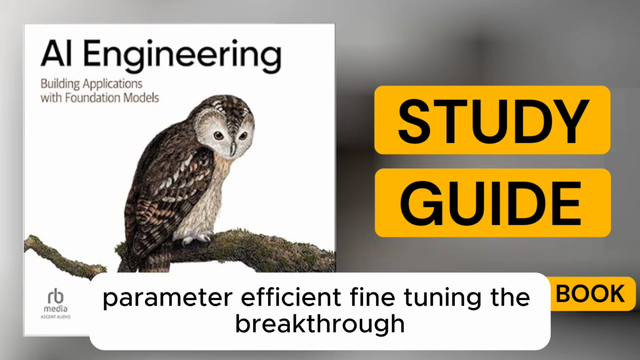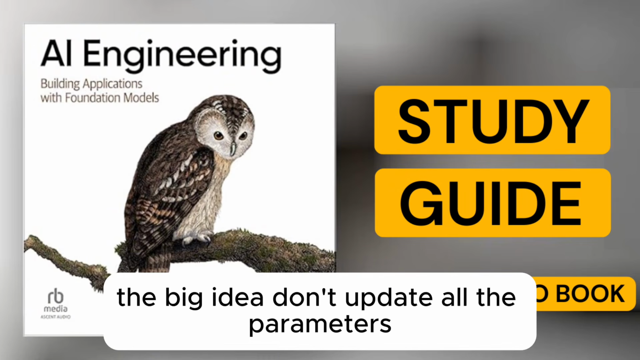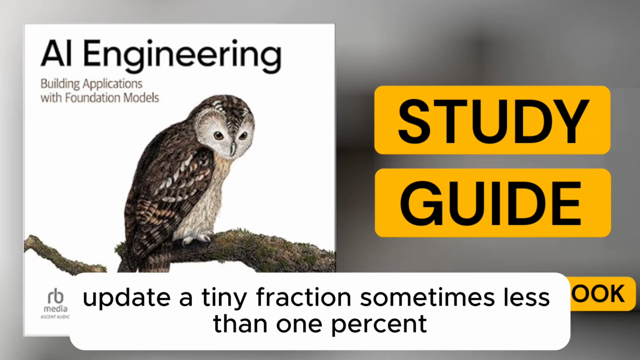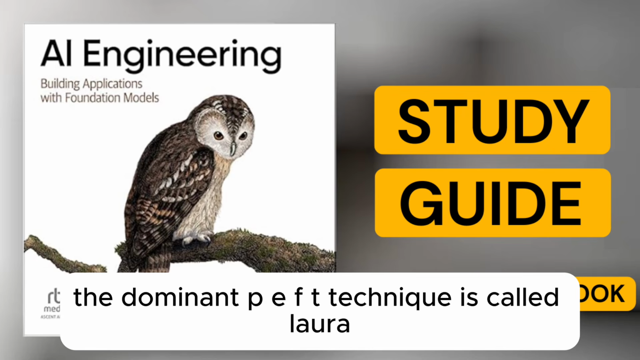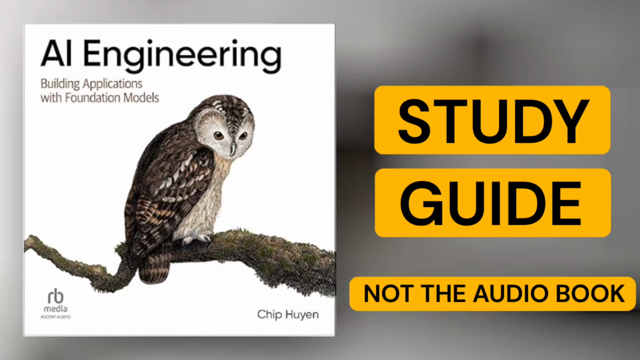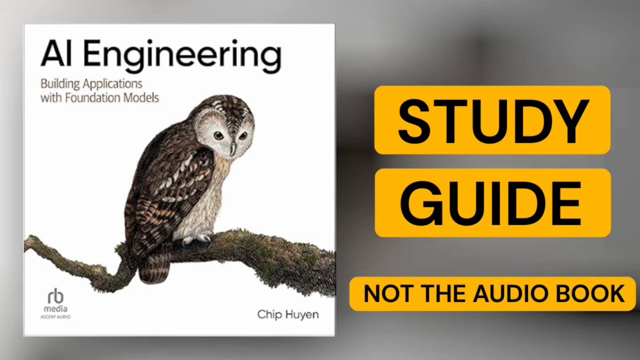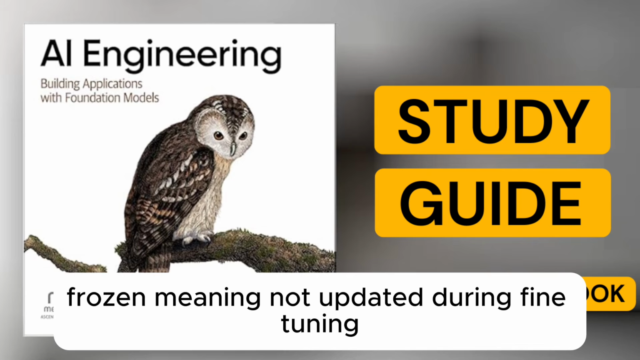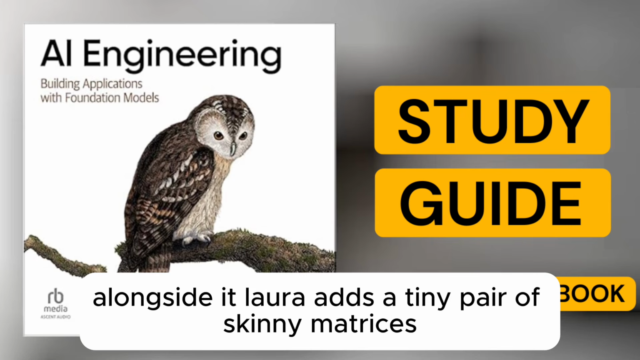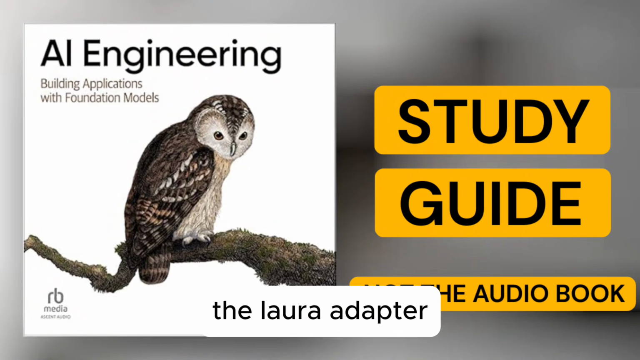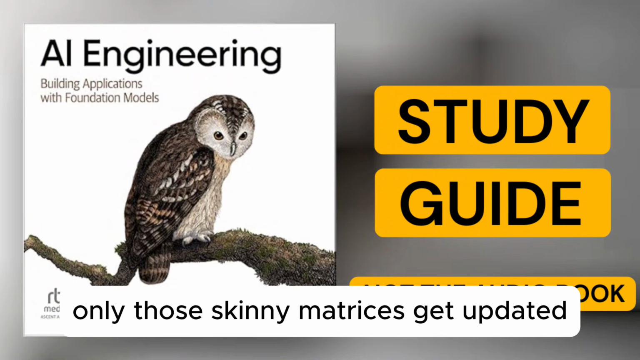PEFT, Parameter Efficient Fine-Tuning. The breakthrough. The big idea: don't update all the parameters. Update a tiny fraction, sometimes less than 1%. The dominant PEFT technique is called LoRA, short for low-rank adaptation. Here's the intuition. The model's main weight matrix is a big rectangle, frozen, meaning not updated during fine-tuning. Alongside it, LoRA adds a tiny pair of skinny matrices, the LoRA adapter. Only those skinny matrices get updated.